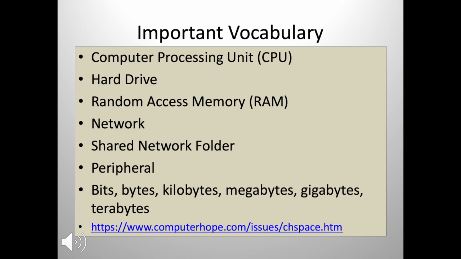Let's develop some academic language essential to computers. Computer Processing Unit, or CPU, most commonly known as a central processor, is the brains of the computer where most calculations take place. In terms of computing power, the CPU is the most important element of a computer system.